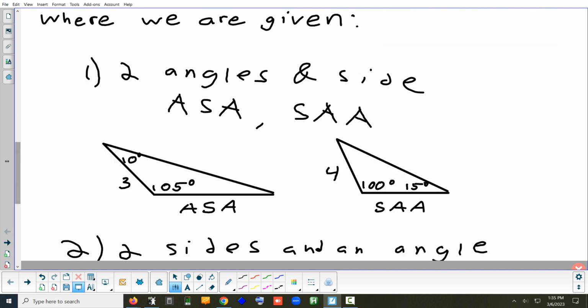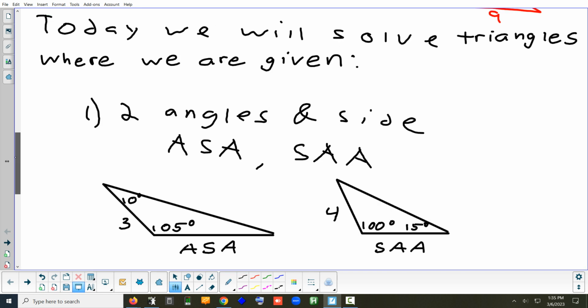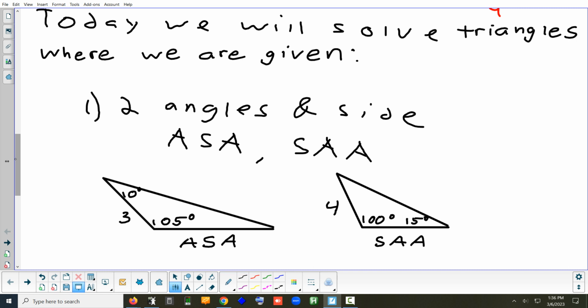Oh, did I have the diagram? Oh, I have the diagrams right here. So this is basically what I just told you. So we're going to solve problems when you're being given two angles and a side. Here's some more pictures if you want to copy down some extra pictures. On the left is an example of angle, side, angle. On the right, side, side, angle.